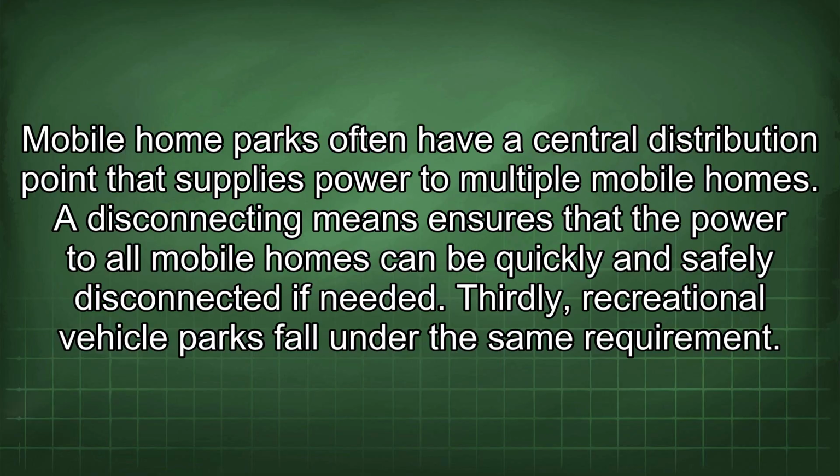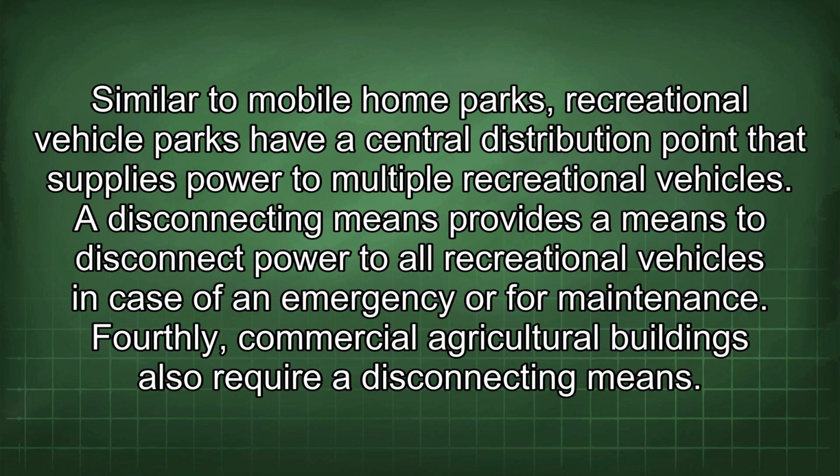Thirdly, recreational vehicle parks fall under the same requirement. Similar to mobile home parks, recreational vehicle parks have a central distribution point that supplies power to multiple recreational vehicles. A disconnecting means provides a means to disconnect power to all recreational vehicles in case of an emergency or for maintenance. Fourthly, commercial agricultural buildings also require a disconnecting means.